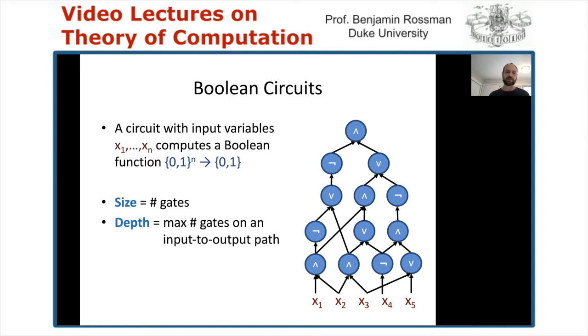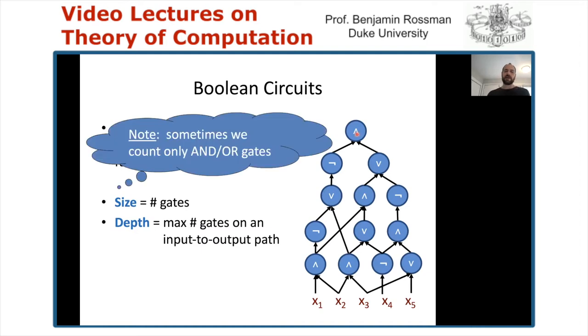The two parameters we'll consider of Boolean circuits are the size and depth. Size we measure by the number of gates, and the depth is the maximum number of gates on an input to output path. So for example, this circuit here has depth 5. Just as a note, sometimes we measure size and depth only in terms of AND and OR gates. So sometimes it's convenient to ignore NOT gates. In other words, let them count for free. Okay, so this is Boolean circuits computing Boolean functions.